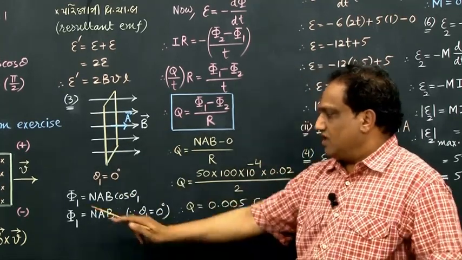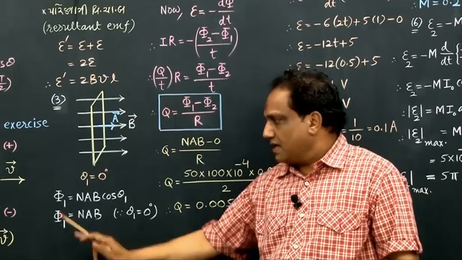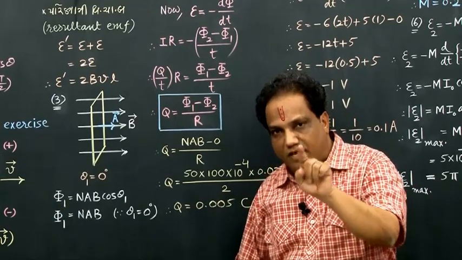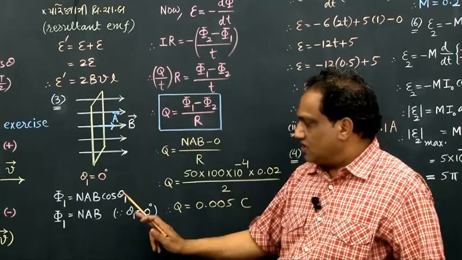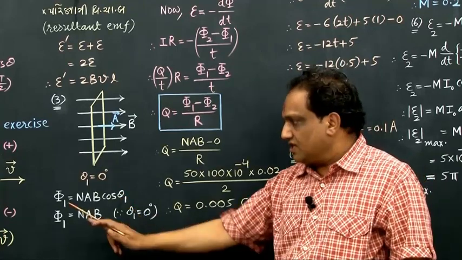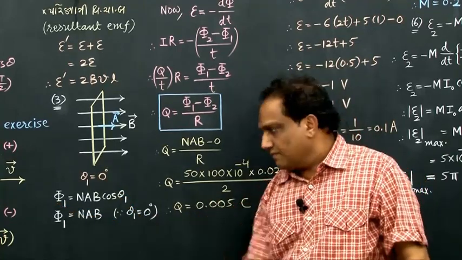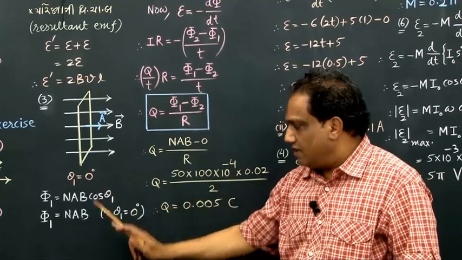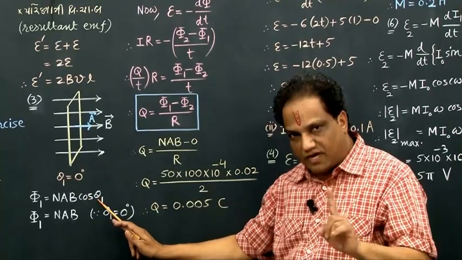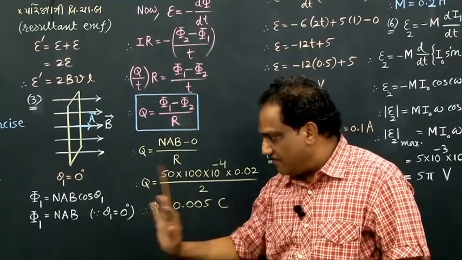Fine. What is the formula for magnetic flux? Capital phi equals NAB cos theta. Instead of theta, I am putting theta 1, and instead of phi, I am putting phi 1. Right now, theta 1 is 0 degrees. Put it here. Cos 0 is 1. So it is NAB.